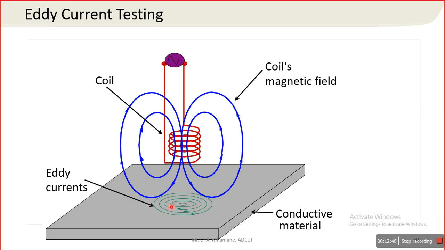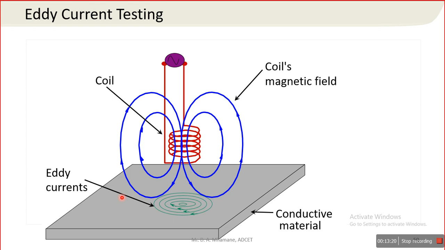And suppose there is a defect present in the specimen at that location, it disturbs the eddy current. As it disturbs the eddy current, it again produces a magnetic field in the opposite direction, which changes the corresponding phase and amplitude, which is being measured.